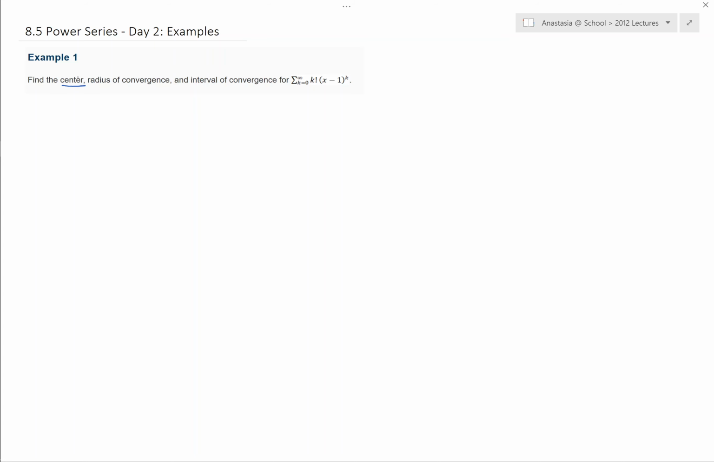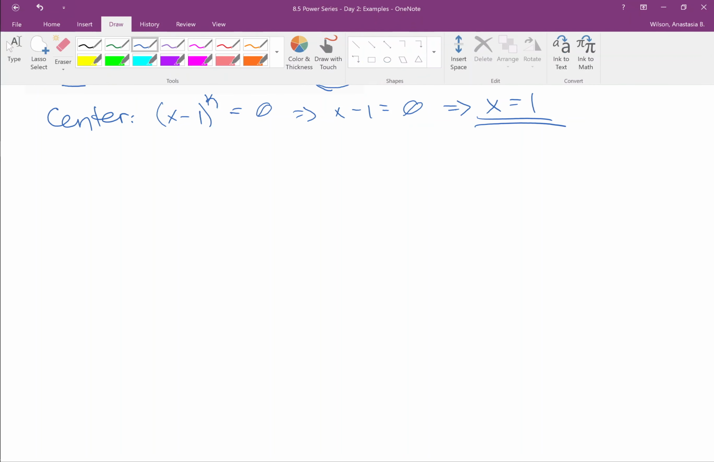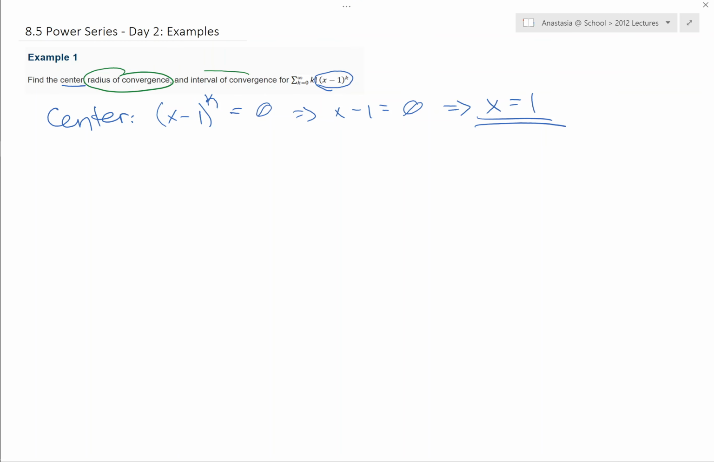So the first thing we'll do is find the center. Well, the center comes from when we take this power term and set it equal to 0. So if we set that equal to 0, we could take the kth root of both sides to cancel out that k there, so we get x minus 1 equals 0, which clearly happens when x equals 1. So the center of the series is at x equals 1. The radius and interval of convergence are found together by applying the ratio test.